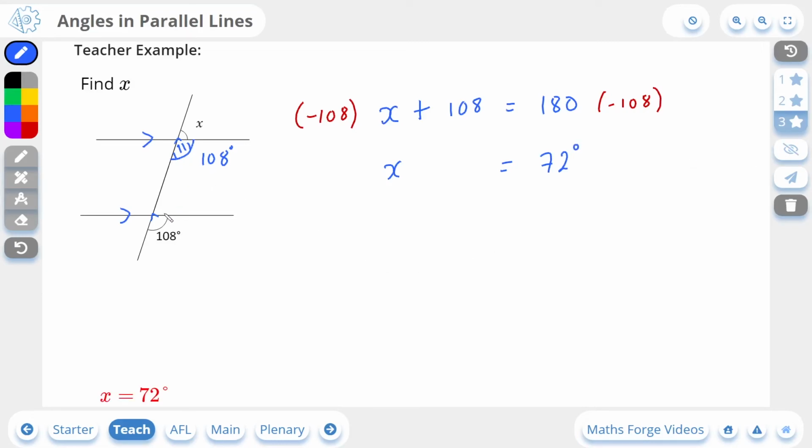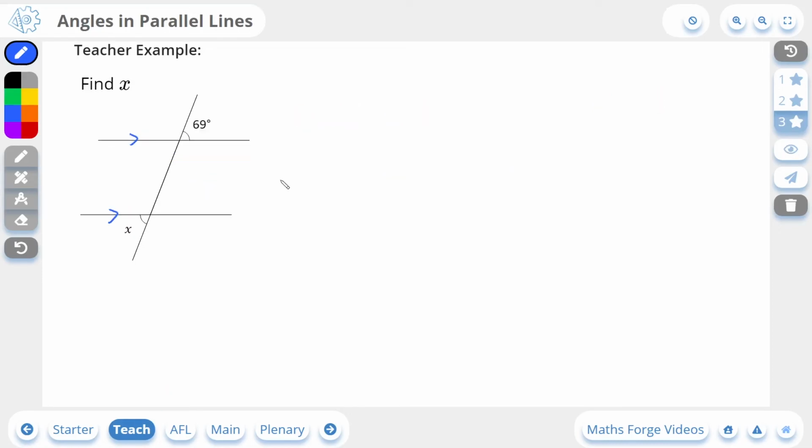So this is a case of corresponding angles, followed by supplementary angles. Don't forget, supplementary angles are angles that add to give you 180 degrees. We'll do another three-star example. Here we're being asked to find x.